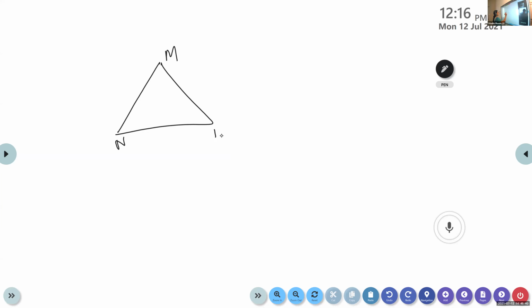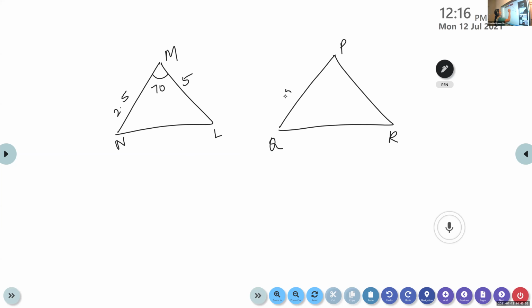Next one. MNL is the triangle given. Here it is 2.5, 75. And the next one is PQR, 5, 70, 10. Others keep quiet. Hey, Steve, tell me. Are they similar?